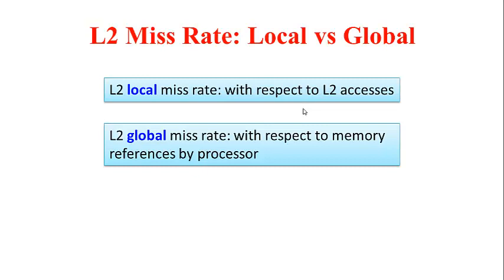To test your understanding, what do you think is going to be the relationship between the local and global miss rate? As per this definition here, the numerators of these two ratios are the same, the number of misses from L2. The denominator in the second case is strictly greater than the denominator in the first case because a certain non-zero number of memory references by the processor are going to result in L1 hits, which will in turn not come to L2 at all.